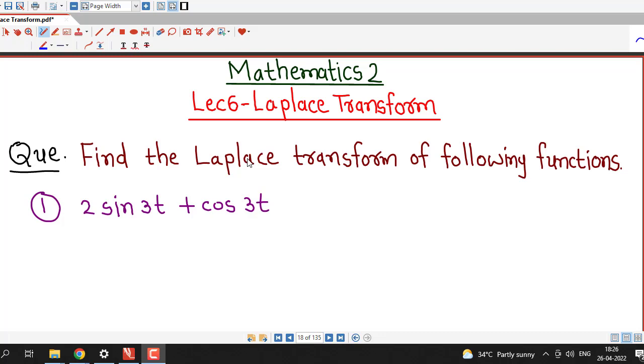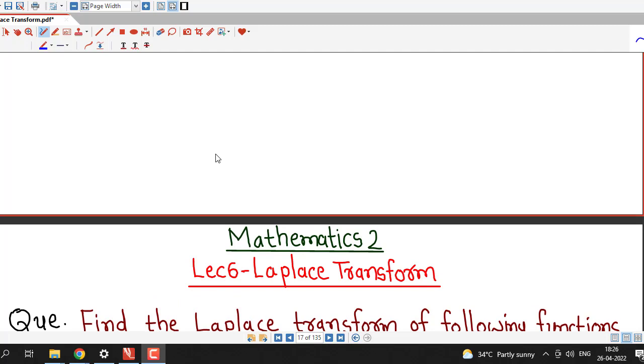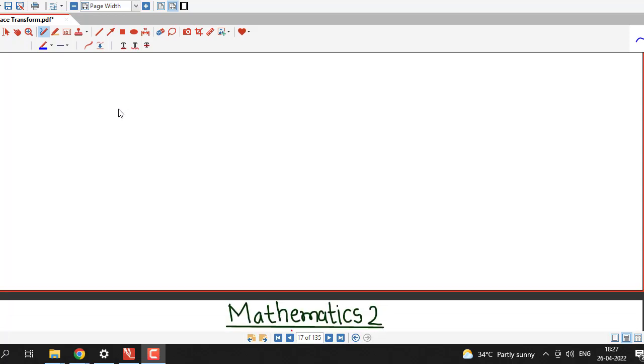In lecture number 1 to 5, we have discussed Laplace transform of some standard functions, and we have derived the formulas for Laplace transform of those functions. We have derived the formula for Laplace transform of sine function, cosine function, exponential function, and power function. And we also know that Laplace transform is linear.